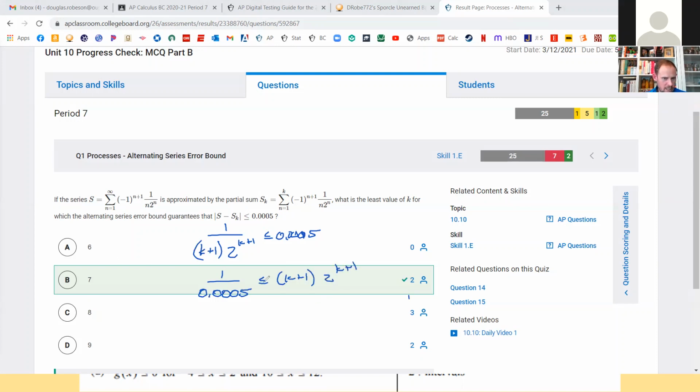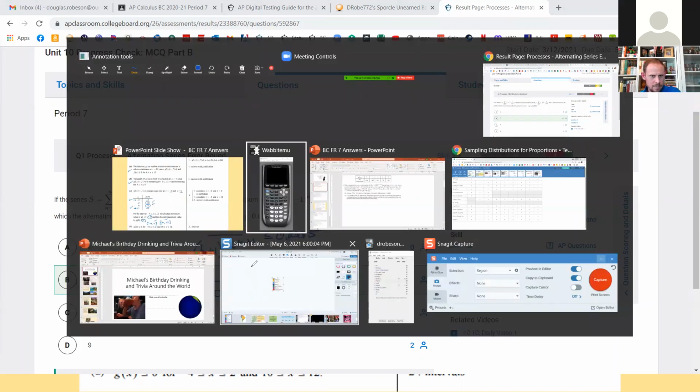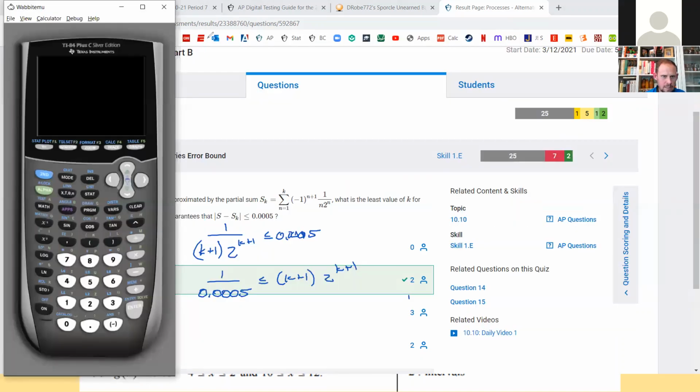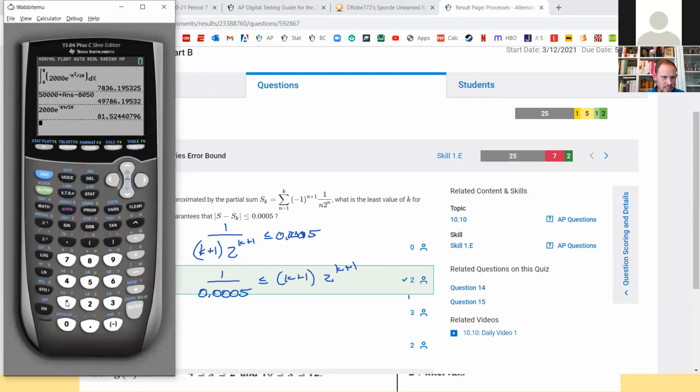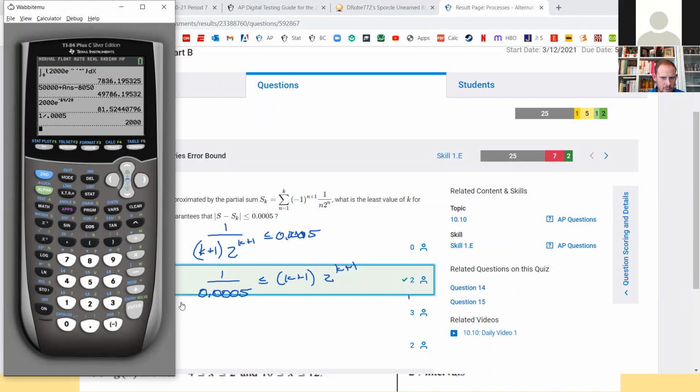All right, we could just plug in these answers if we want. We could type this out. This is definitely a calculator problem. What's 1 divided by 0.0005? 2,000. So we want this to be 2,000 or more. And we can just plug in the numbers till we get there.